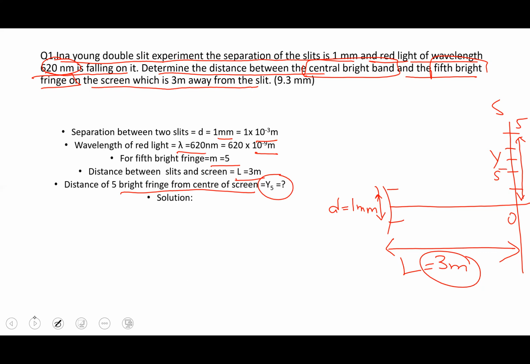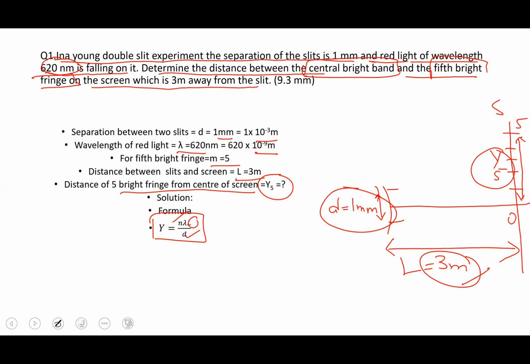So here we have the solution. The formula for the Young's double slit experiment says Y is equal to n lambda L divided by d. So here Y is Y5, n is the number of the fringe, which is the fifth fringe. The distance d is, oh sorry, 1 millimeter. And we have the value of L as well, which is 3 meters.